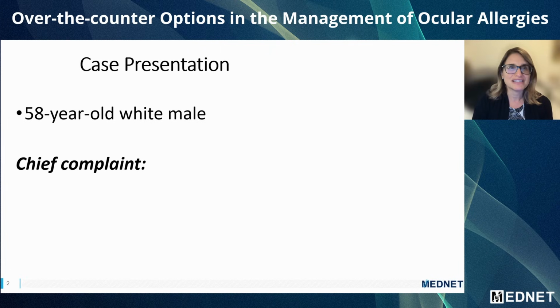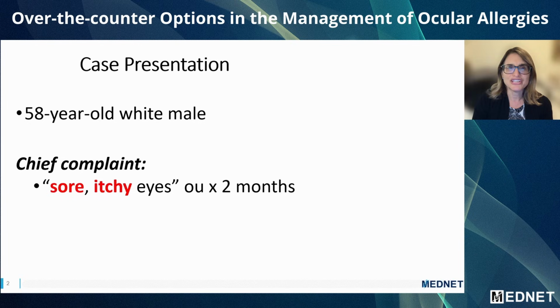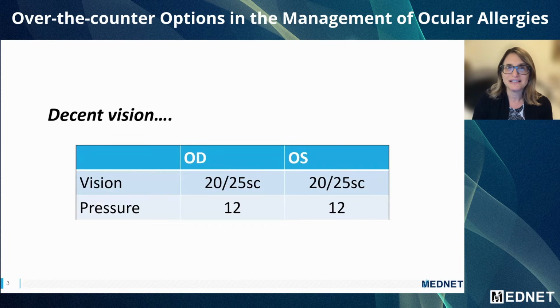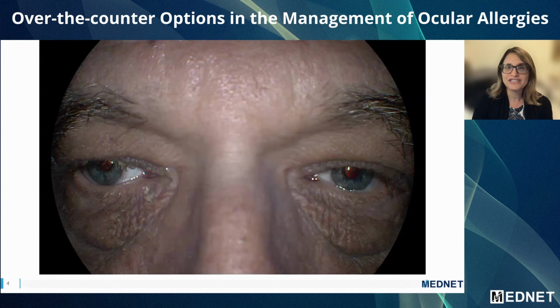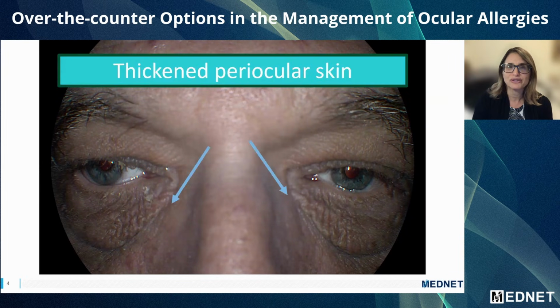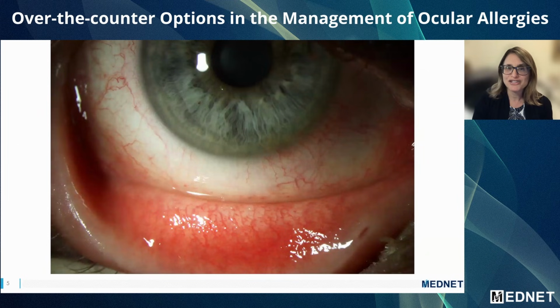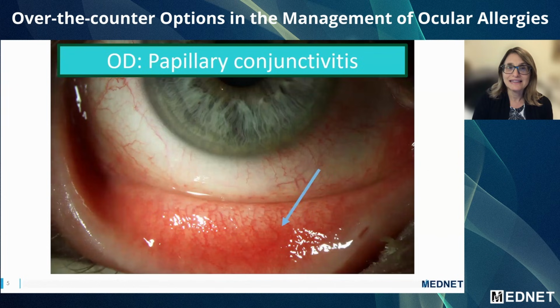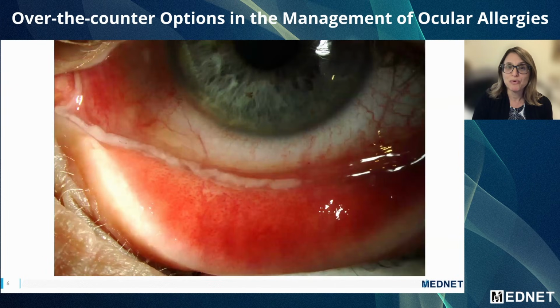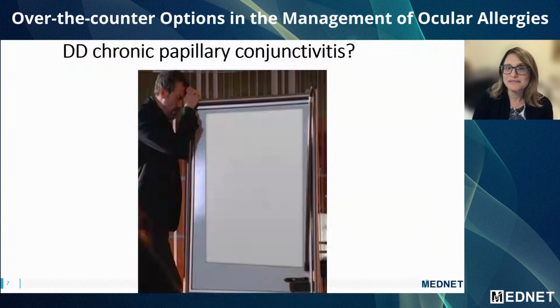This is one of my patients. He's 58, and he tells me he has sore, itchy eyes. And he also tells me that his tears burn his skin. Fortunately, his vision is good, but when you start the exam, you can already see that something seems not right with his periocular skin. It's thickened, and when I look at his palpebral conjunctiva, what I'm seeing are papillae, and I see a little bit in the right eye and more in the left eye, along with some discharge.